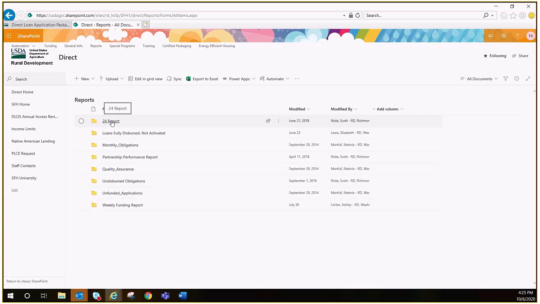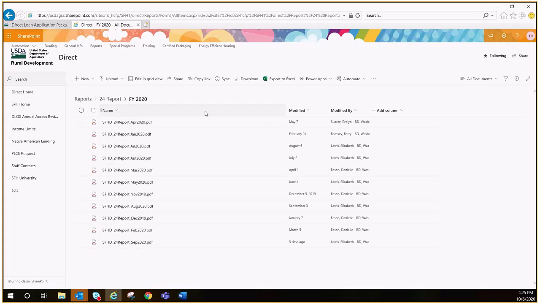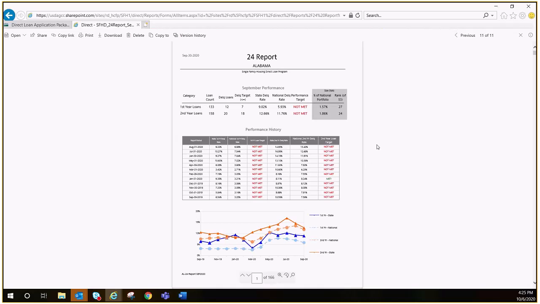The first one is the 24 report, which you'll open up, select the fiscal year you want to view, and then select the month that was recently posted. Once the report opens, it's quite long, 166 pages. It's all the states in alphabetical order. And so let's just take a look at the first state here and kind of just go through some information.